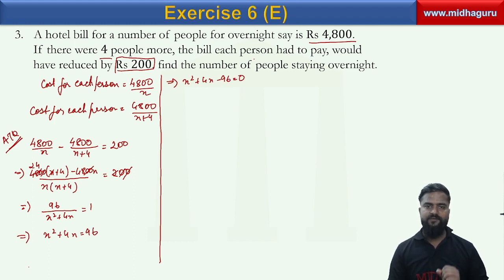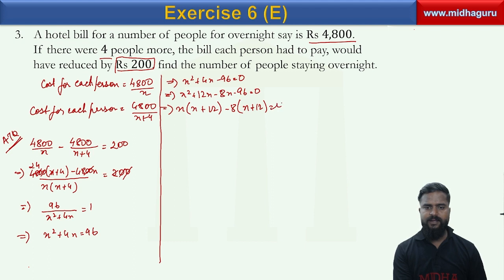So this is the equation we need to solve to get the value for x, that is the number of people. So we split plus 4 such that the product is equal to minus 96 and the sum is equal to plus 4. x square plus 12x minus 8x minus 96 is equal to 0. Take x as common, we get x plus 12, minus 8 as common, we get x plus 12 again. So we have x plus 12 into x minus 8 is equal to 0. So x is either equal to minus 12 or equal to 8.